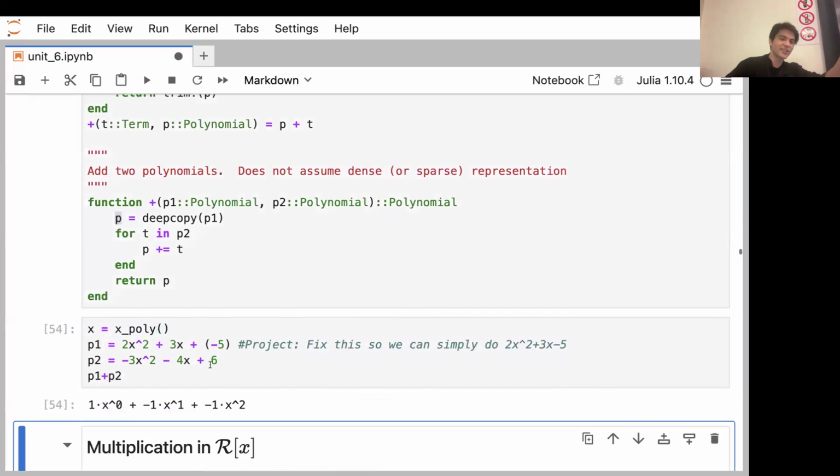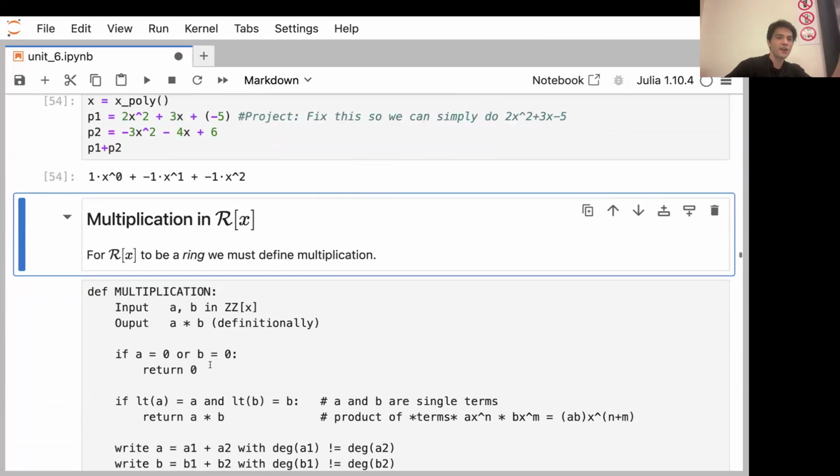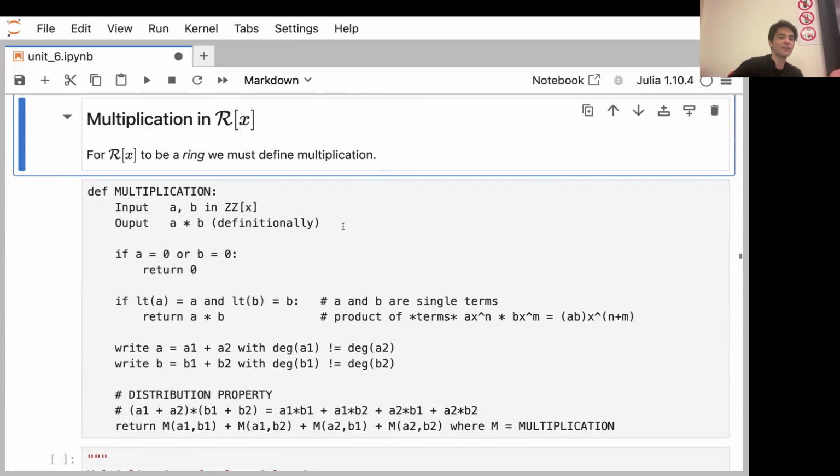Okay, so here's how you show that the arithmetic works. We'll talk about multiplication next time, but it's effectively... I'll let you go. Okay, I'll see you next time.